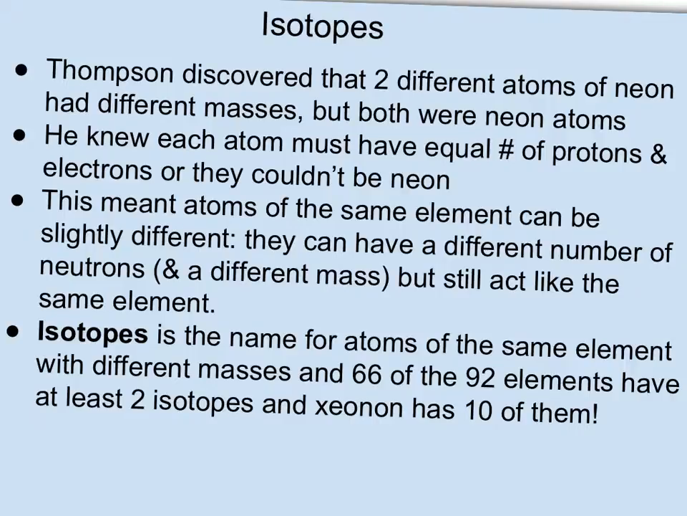So scientists have now found that virtually all the elements, in fact 66 of the 92 elements, have at least one isotope, or we say two isotopes total, two versions of that atom with different weights. And the protons and electrons are equal, but the neutrons are different. So there's a slightly heavier and slightly lighter version of 66 of the 92 elements. And in fact, xenon actually has 10 different isotopes.